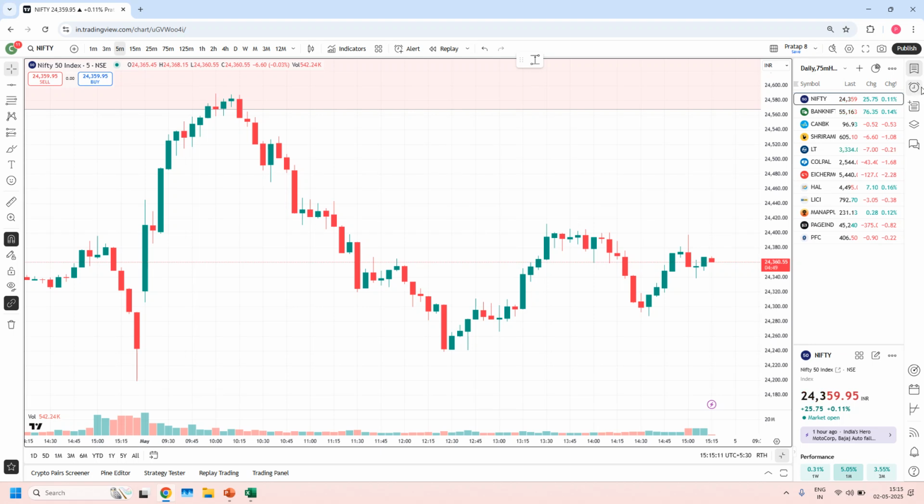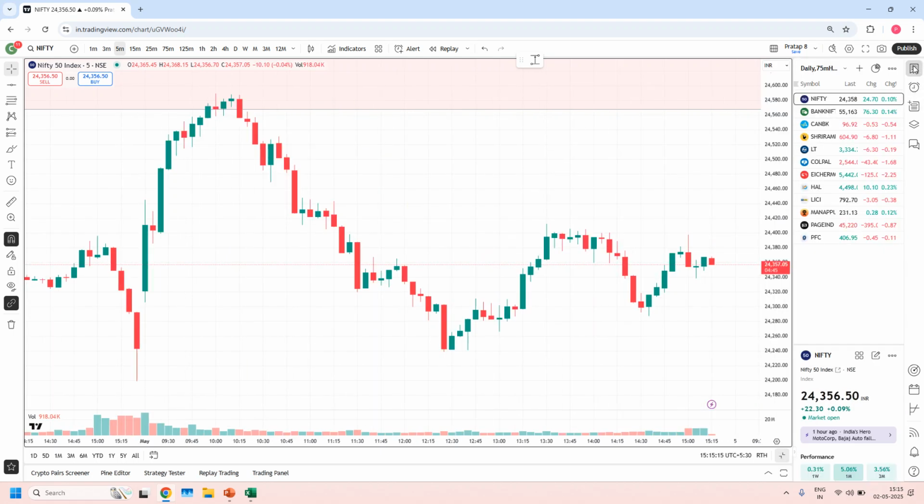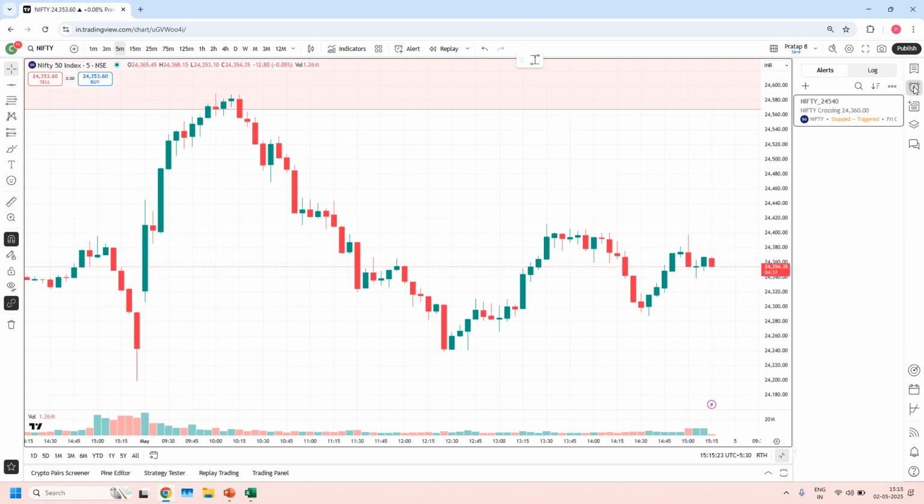See, here you have a look into this second one. The first one is the watch list. The second one, the round clock symbol, that is the trading view alert. Click on this trading view alert.